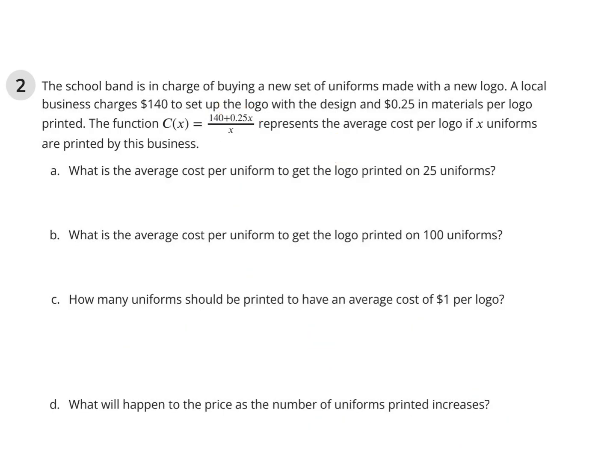Okay, I had to put number 4 on the next page. So for D, what's our asymptote? We're going to separate the fraction. We cross out the x. We're just left with a quarter. So as the number of uniforms increases, our cost per logo goes down to 25 cents, or 1/4 of $1.